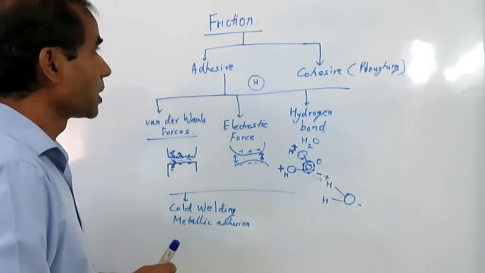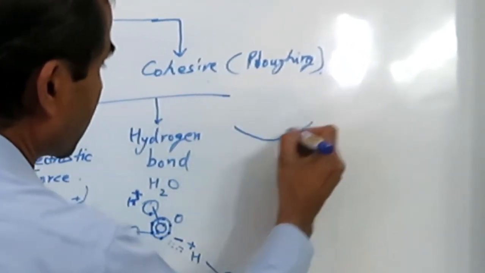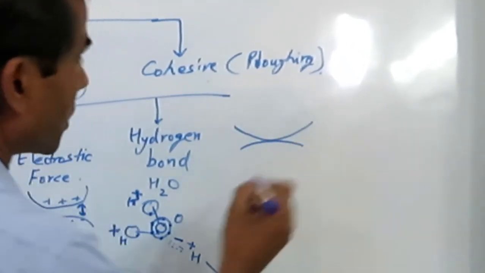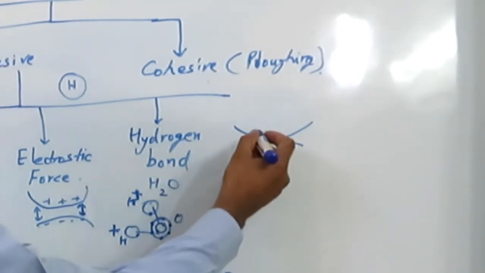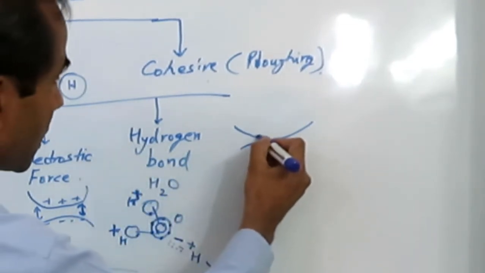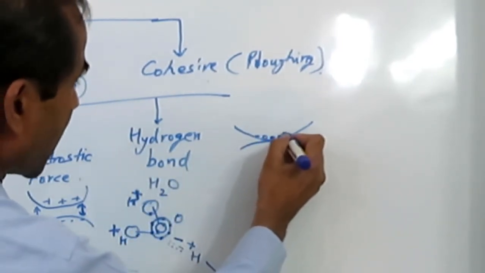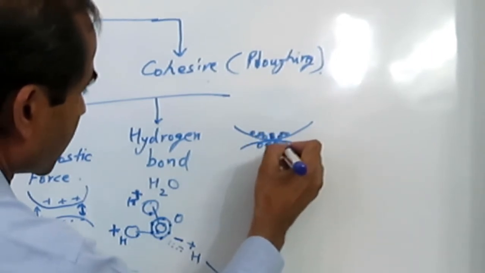So this happens between two metals. For example, if two metals come in very close contact, and especially if they are similar metals, for example steel and steel, or copper and copper, aluminium and aluminium. These two surfaces have atoms here, and this one also has atoms here.